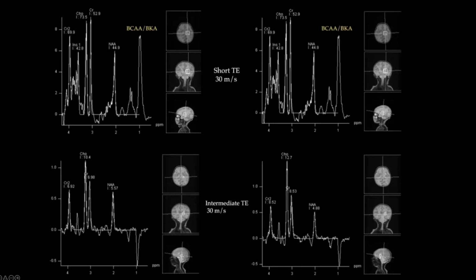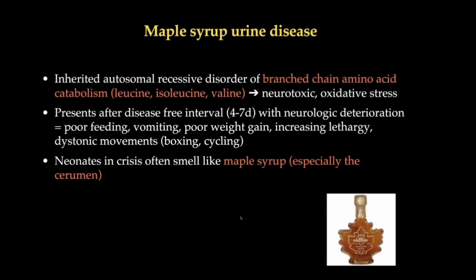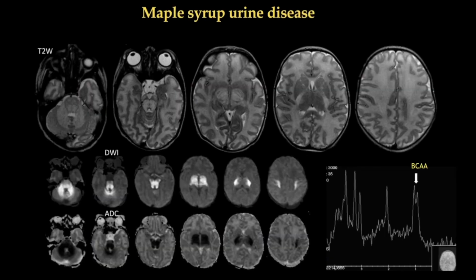Spectroscopy, we did a short and long intermediate TE, which demonstrated this large peak at 0.9 ppm, which is attributed to the branched-chain amino acids or the branched-chain keto acids, and which inverts on the intermediate TE. So this is intermediate. Though we don't have a genetic diagnosis yet, I would think that maple syrup urine disease is the likely diagnosis for this case.